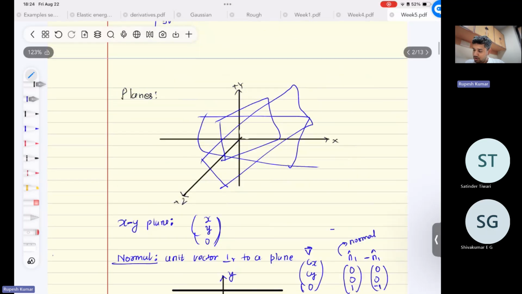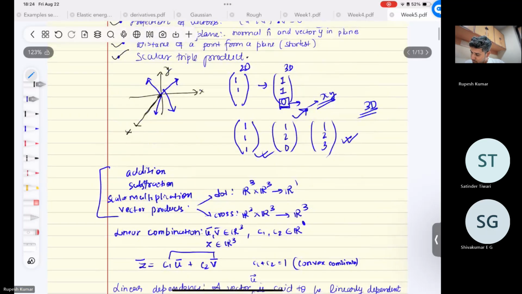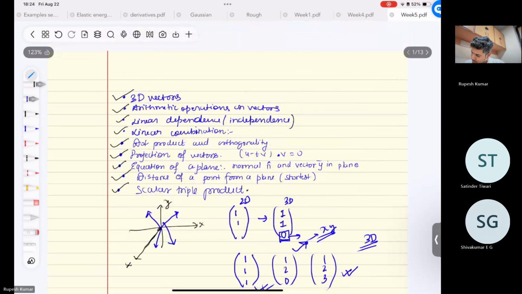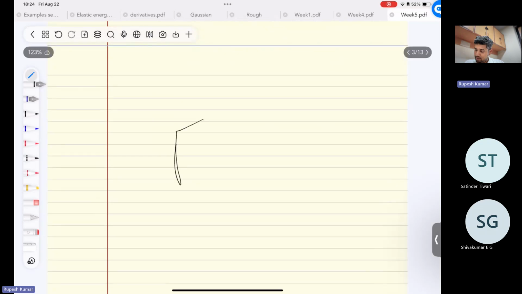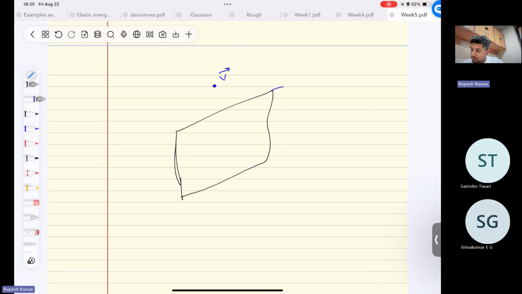The first question that arises is, let's say we have a plane that looks like this. So this is a plane and we have a vector v that is here. Now what is the shortest distance of this vector v from this plane P? So this is a two-dimensional plane here, and we want to find the shortest distance of v from this plane.